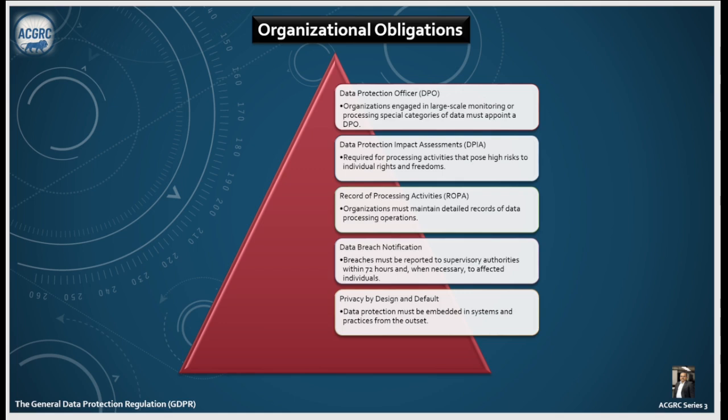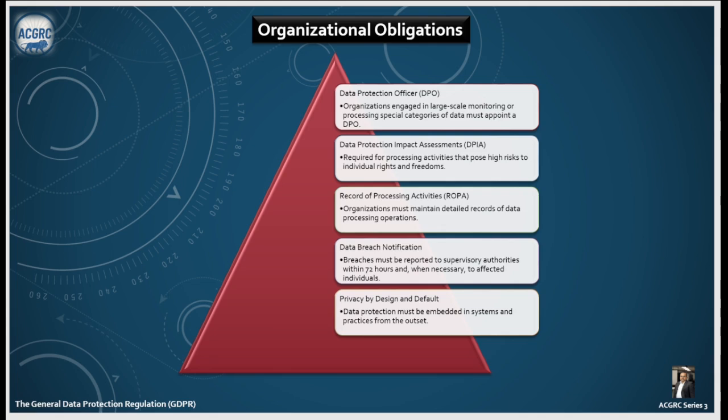A DPO should be independent. They shouldn't be told how to do their job. Well informed, they should know GDPR rules very well. Available, they should be easy for both staff and public to contact. In summary, a DPO is like a privacy guardian for your data. They make sure organizations play by the rules and protect your personal information properly.